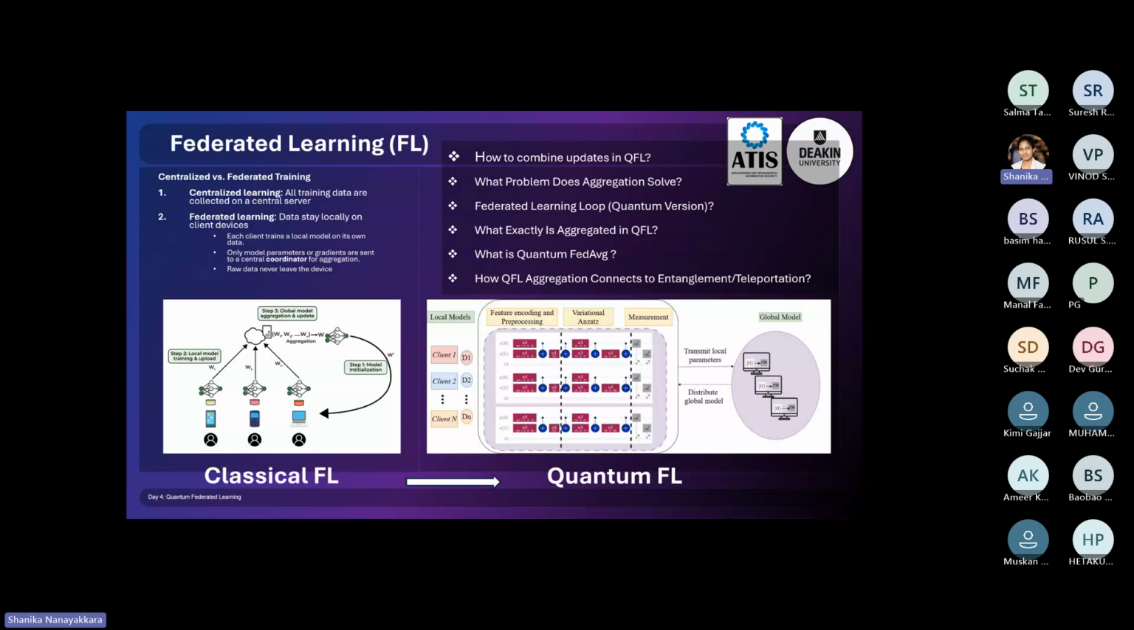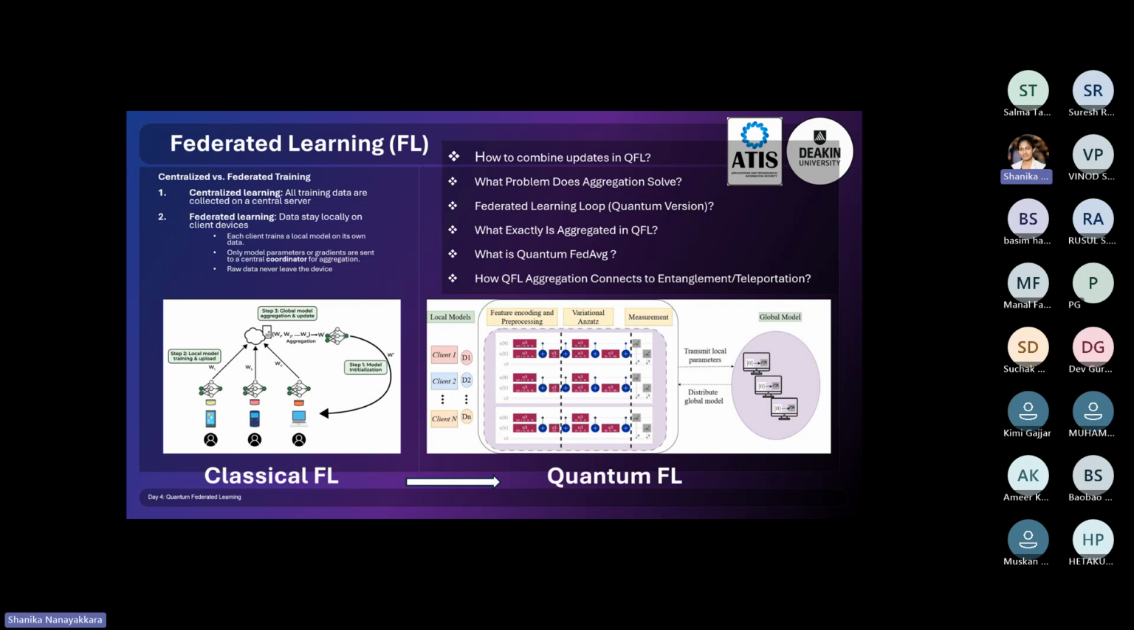The advantage here is that since everything is in one place, it is easy to train. But this creates a problem, because hospitals must share private patient data. Transferring such huge medical data is slow and expensive as well. And at the same time, if the central server is hacked, all patient data is exposed. So this is why centralized learning is risky in critical applications like healthcare and autonomous vehicles.